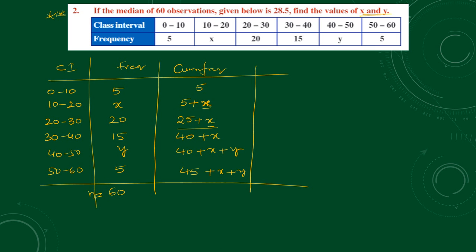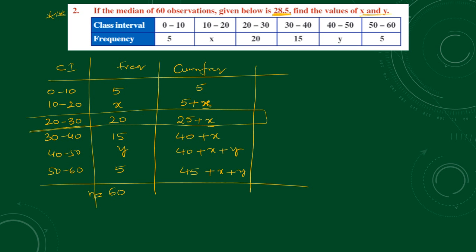So here there is no need of any confusion or thinking that much. What he has given is the median, 28.5. We already said median class, right? The median lies within the median class. So the value of the median always lies in the median class. So what is the median here? 28.5. So 28.5 means it lies in between 20 and 30. So clearly this is my median class.